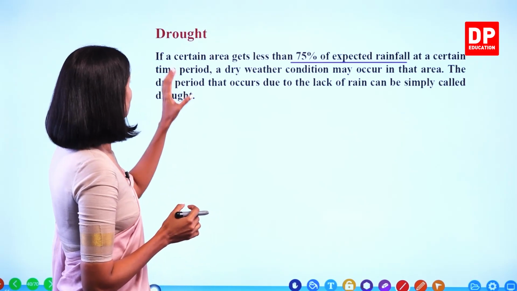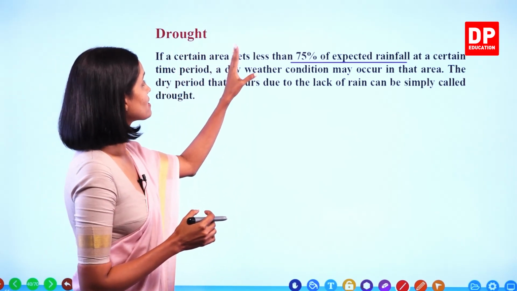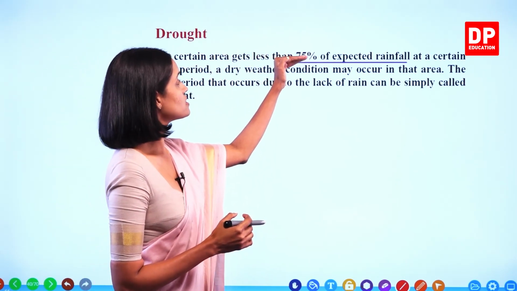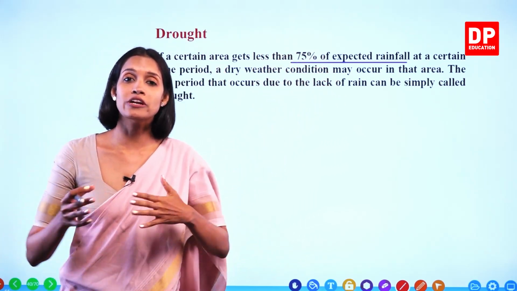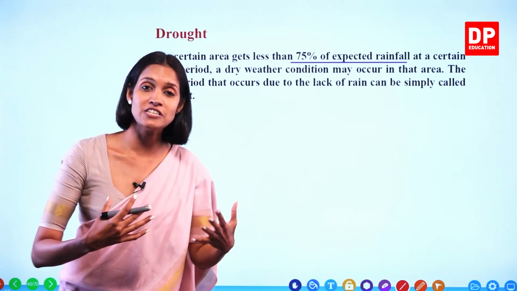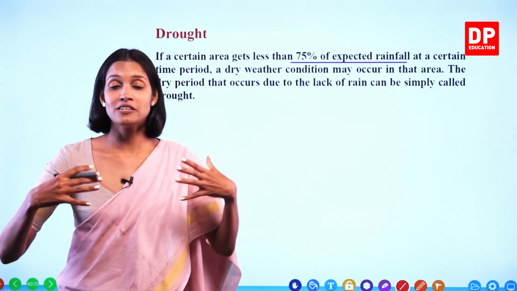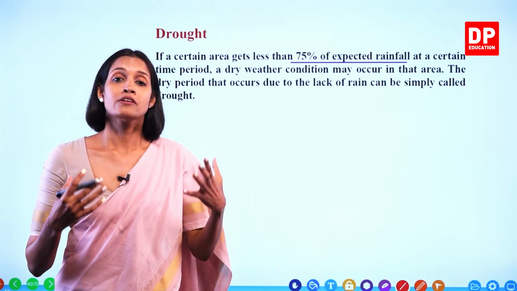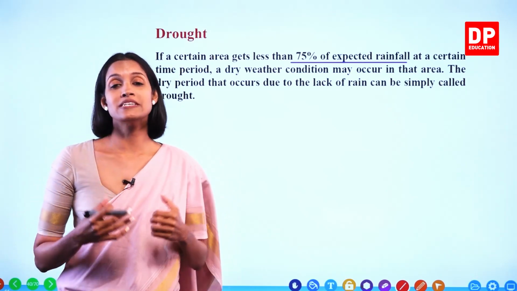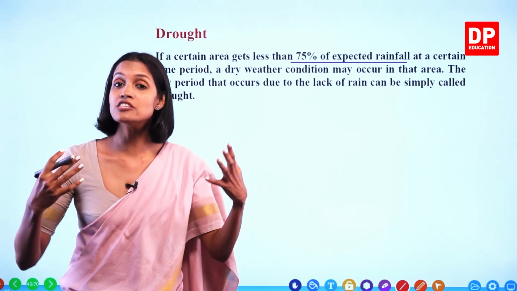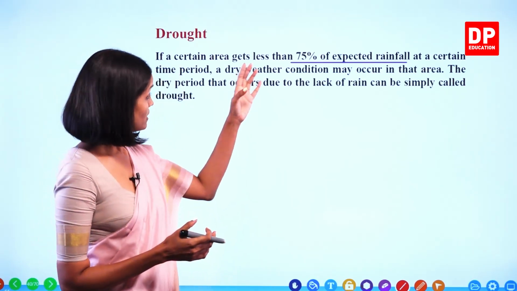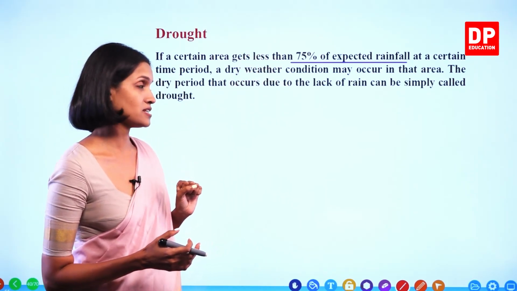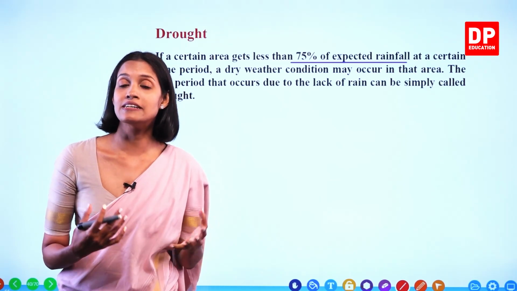Okay? So normally, according to the climatic patterns, there's a certain expected rainfall in a particular area. If that area does not get the required amount of rain, less than 75%, right? We call that condition a drought.